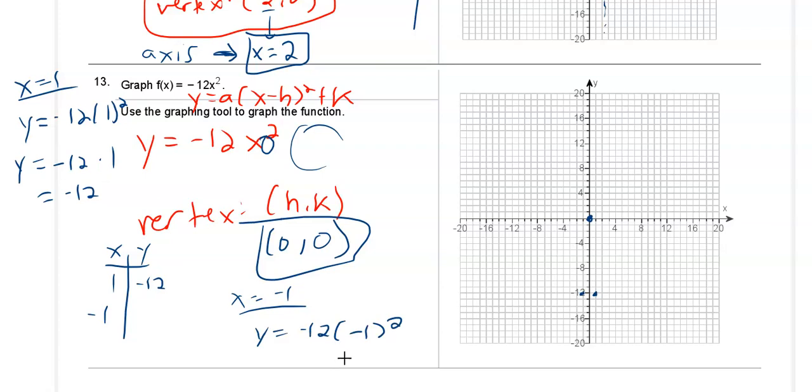Be careful not to make this mistake. A lot of students will think, oh, negative times a negative is positive. That doesn't happen. You have to do order of operations, exponent first, right? Negative 1 squared is positive 1, and then multiply, and you get negative 12 times positive 1, which is, again, negative 12. Right? So you get the point that we already marked over here.